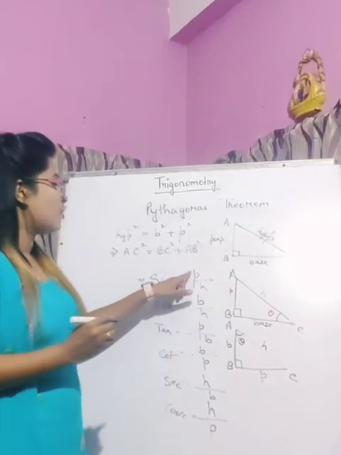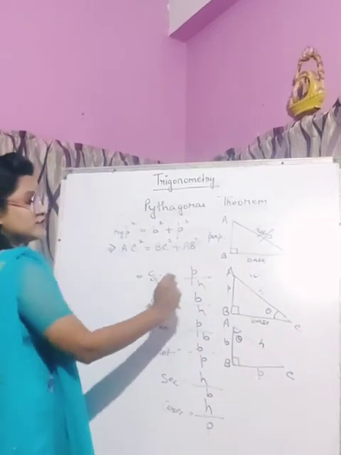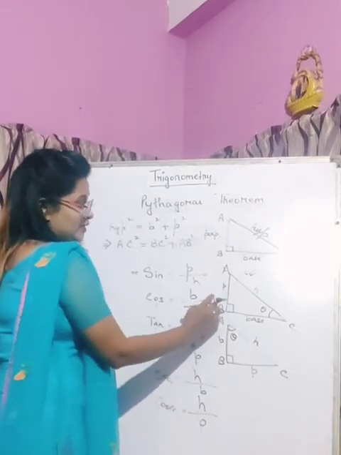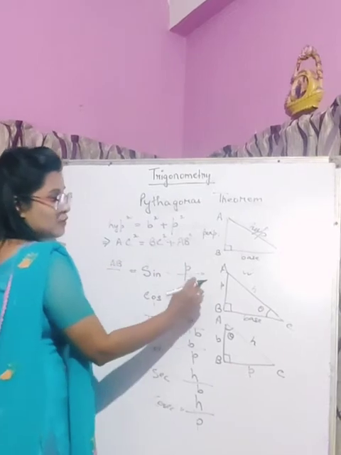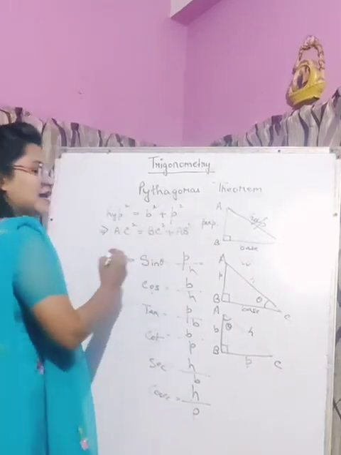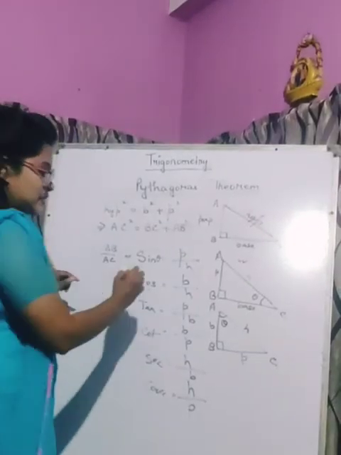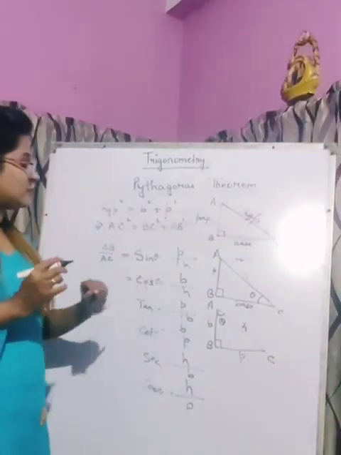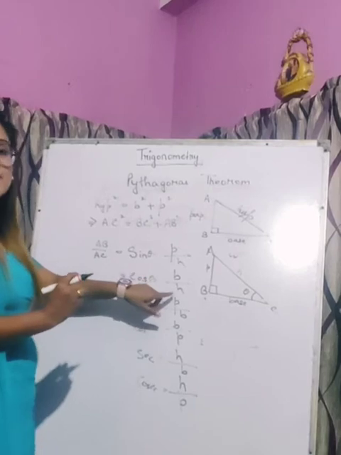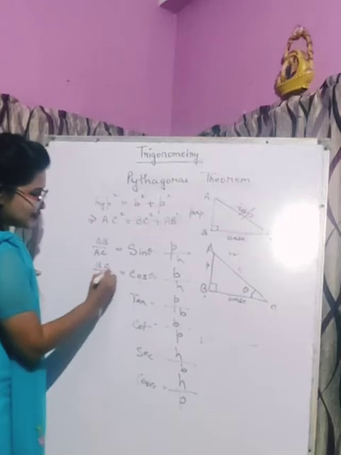Now if we consider the first diagram, what is the value for perpendicular and hypotenuse? Sine theta is perpendicular by hypotenuse. The perpendicular is AB and the hypotenuse is AC. So the formula for sine theta becomes AB by AC. Now consider cos theta with respect to the first diagram, ignoring the second diagram. It is base by hypotenuse. The base is BC, so the formula becomes BC by AC.